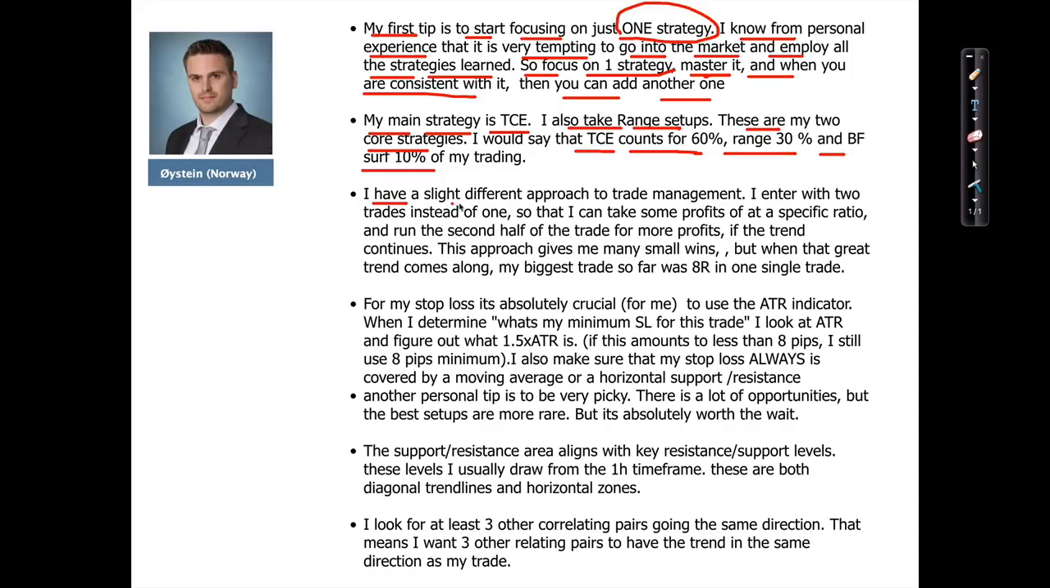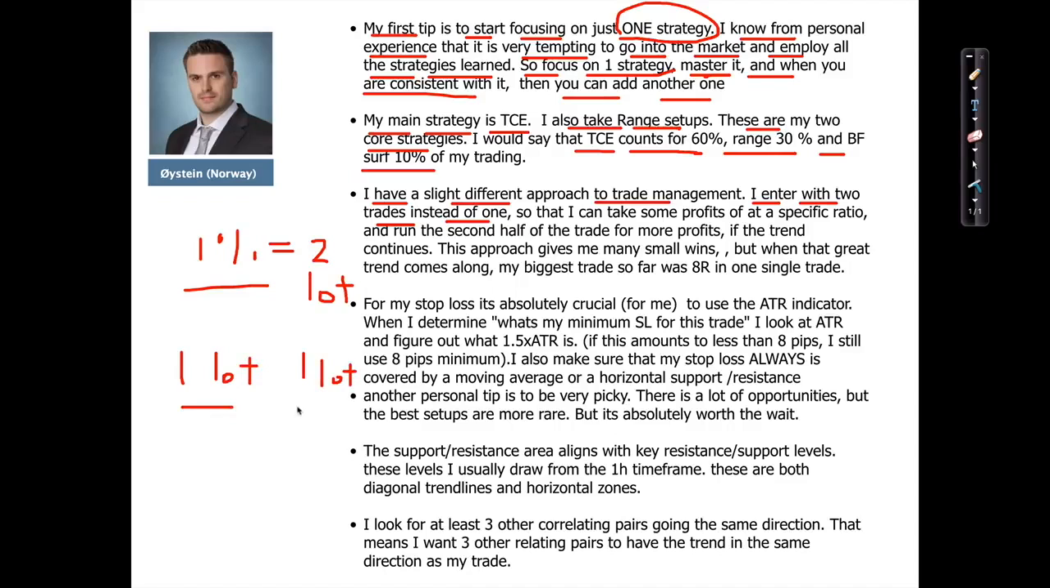I have a slightly different approach to trade management. I enter 2 trades instead of 1. So basically what he does is, for example, he's risking 1% of his capital, and from the position sizing, he's supposed to buy maybe 2 lots. But instead of buying 2 lots in one go, he splits it into 2 trades. So one trade, he buys 1 lot, and another trade, he buys another 1 lot.